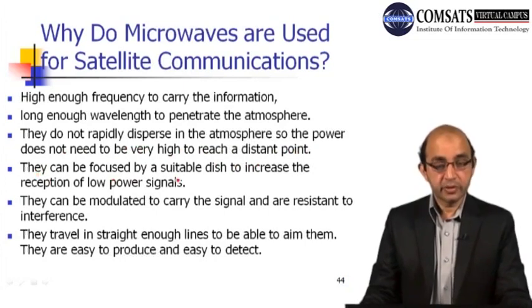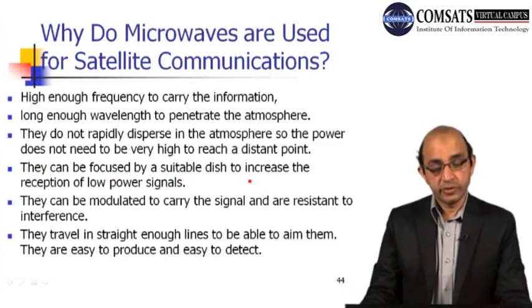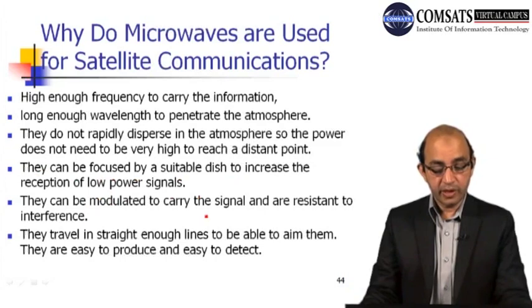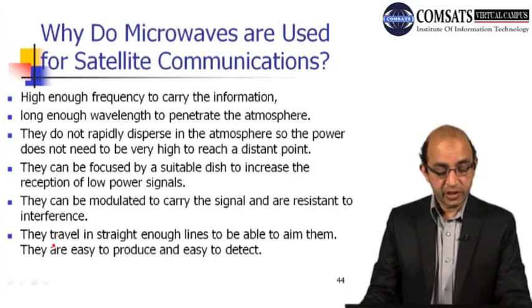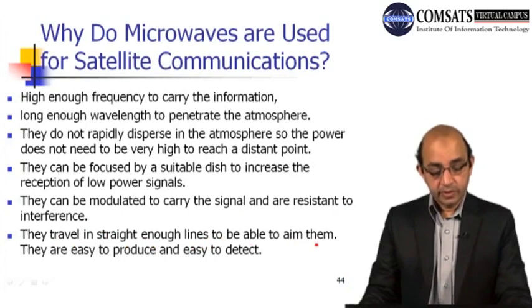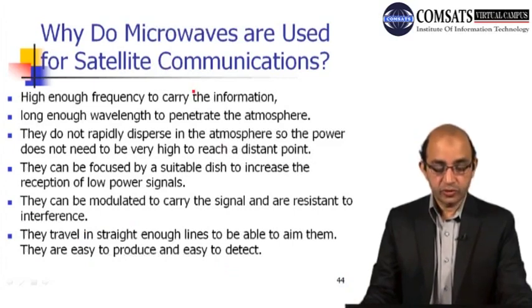They can be focused by a suitable dish to increase the reception of low power signals. They can be modulated to carry signals and are resistant to interference. They travel in straight lines, so it is possible to aim at a certain focused point, line of sight. They are easy to produce and easy to detect. So these are the reasons why we are using them, and all those points are in favor of satellite communication in their configuration.